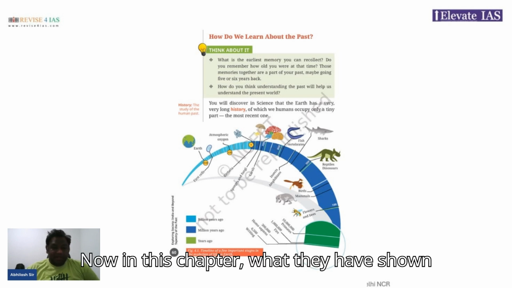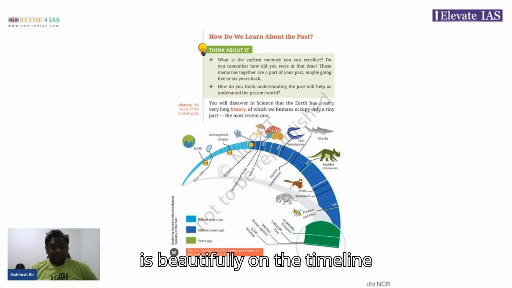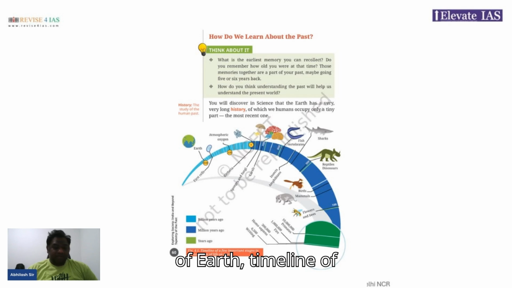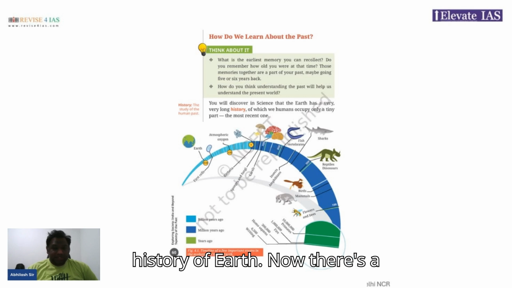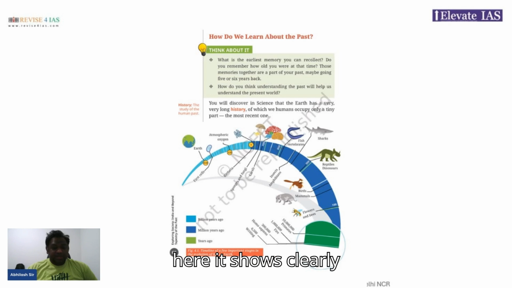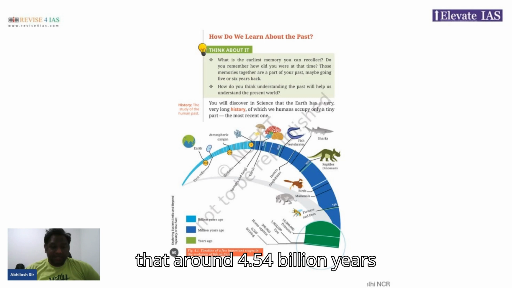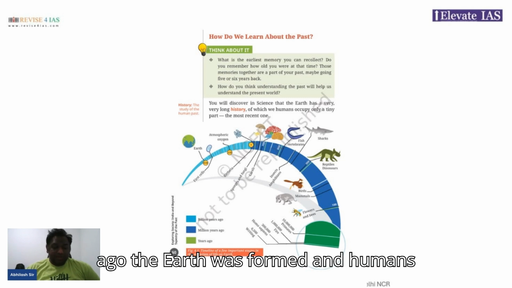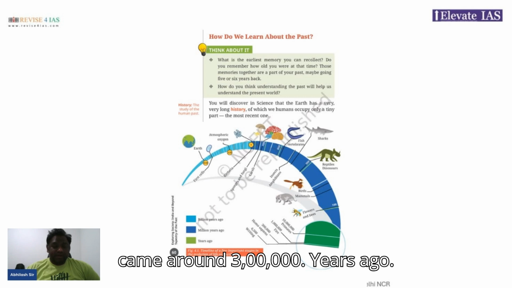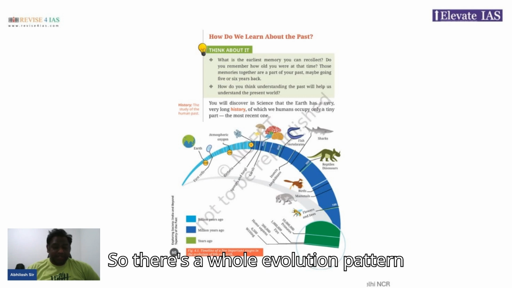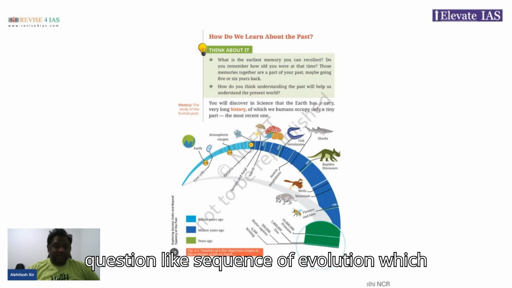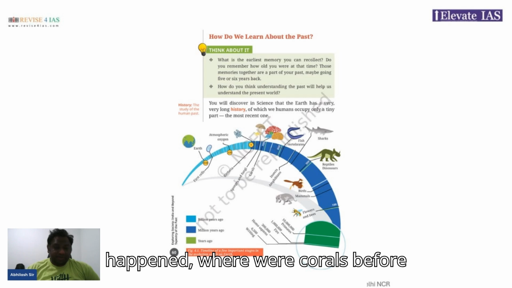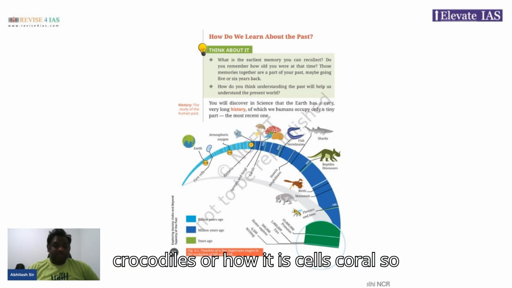Now, in this chapter, what they have shown beautifully is the timeline of Earth, the timeline of all the evolution, and what we call the history of Earth. There's a storyline, there's a timeline. Here it shows clearly that around 4.54 billion years ago, the Earth was formed, and humans came around 3 lakh years ago. So there's a whole evolution pattern which you can understand if there is a question on the sequence of evolution, like whether corals came before crocodiles.